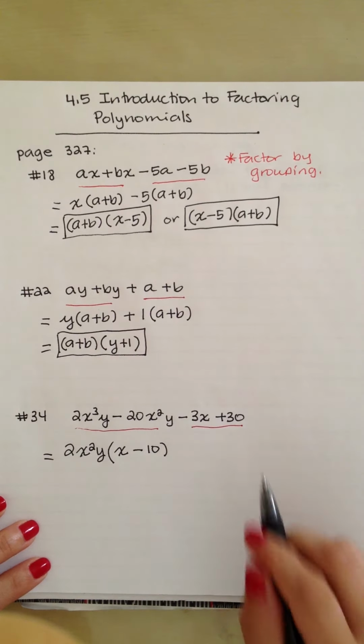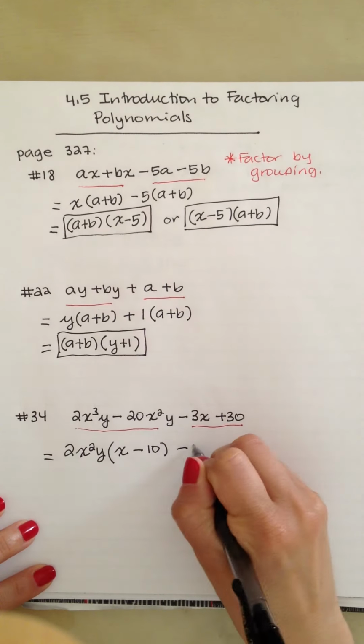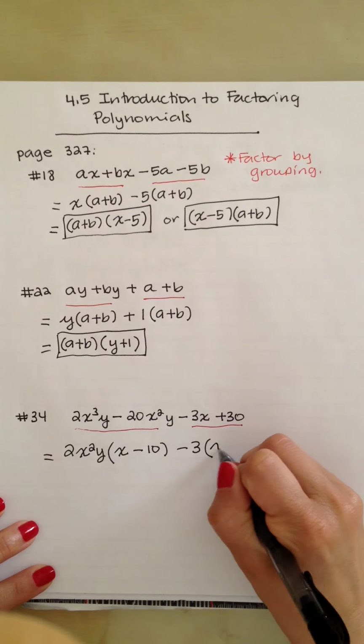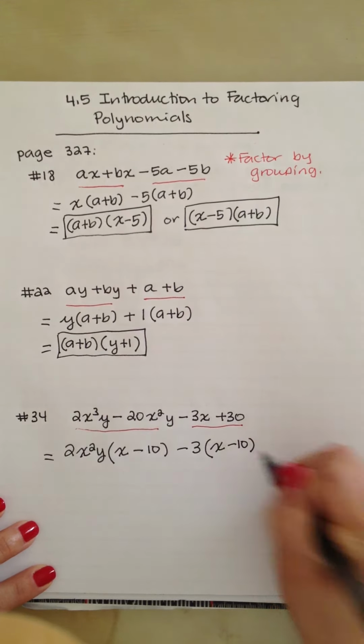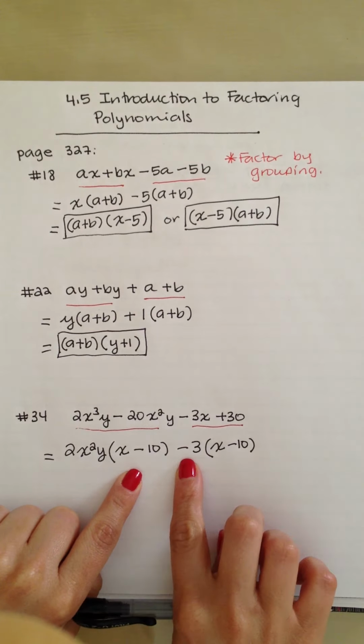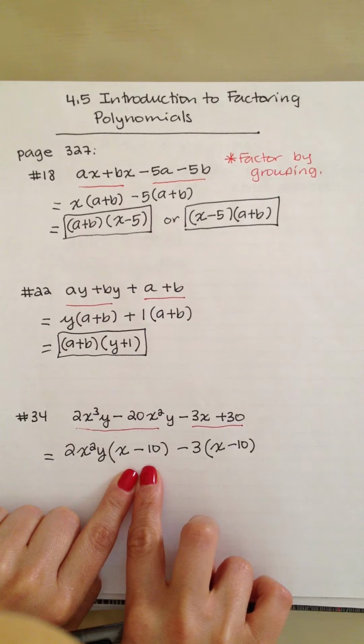Now from the last 2 terms, you have to factor out a -3, because when we do that, we're going to get x minus 10. Remember, these have to be exactly the same, and so we did have to factor out a -3, otherwise we would not get x minus 10, and it wouldn't match the first part.